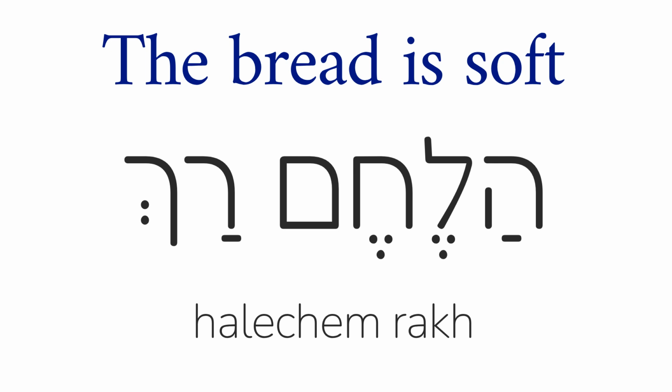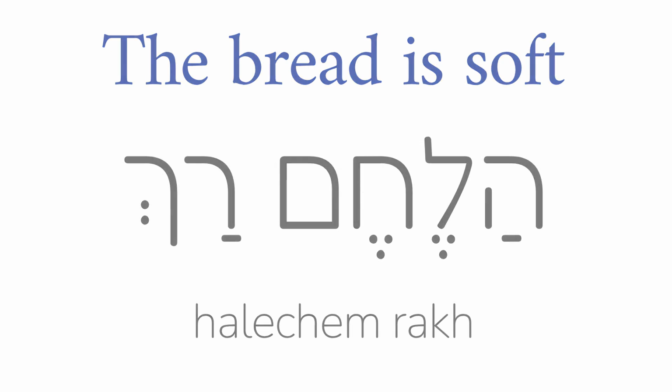And our third structure in English is the noun is adjective. The bread is soft. To translate this into Hebrew, we don't have to translate the word "is" because Hebrew does not have a word for "is." We just translate the bread into halechem and soft into rak. Halechem rak. The bread is soft.